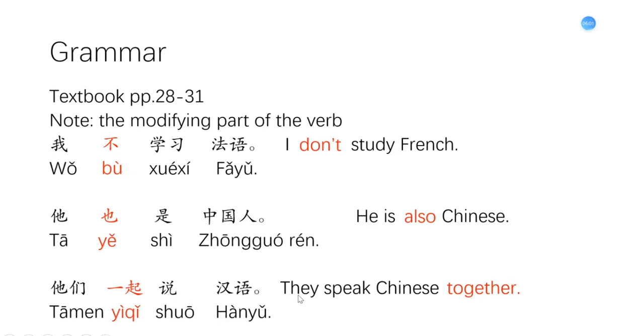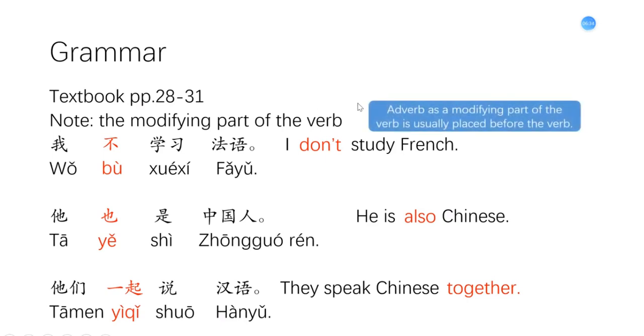And the last one. We want to make a new sentence with a modifying part. They speak Chinese. Now we say they speak Chinese together. So we have a modifying part, together. In Chinese, we place this modifying part before the verb. So we say 他们一起说汉语. 他们一起说汉语.